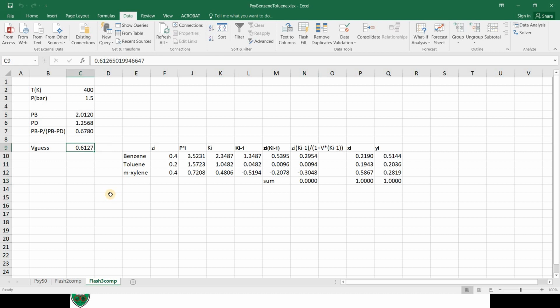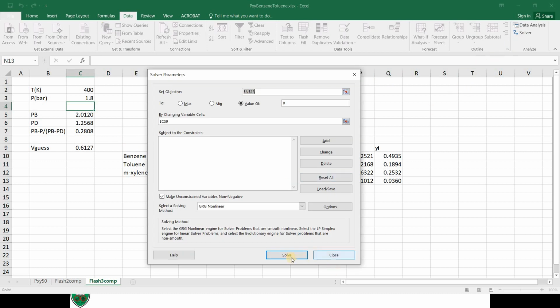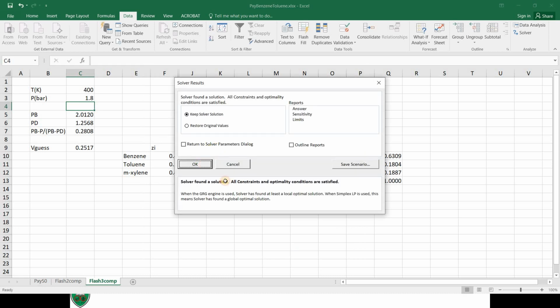Notice now, what do we have? V is 0.61 in this case. We can study so many things in this case. For example, notice what is the influence of changing the total pressure closer to the bubble pressure. You will find that V will be reduced and L will be increased. So if I give it 1.8 bar, once again, this is not the correct V. I'm going to tell Solver to solve again and solve this.